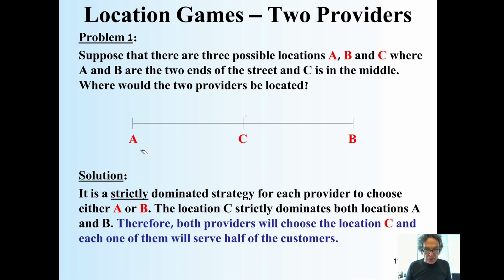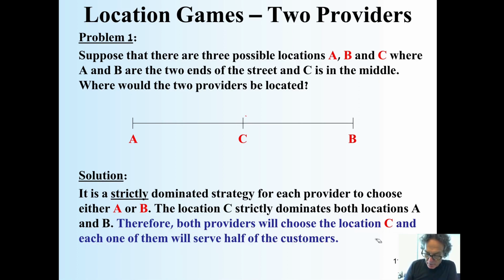So that was the solution. It is a strictly dominated strategy for each provider to choose either A or B. The location C strictly dominates both locations A and B. Therefore, I can eliminate the strategy of choosing A or B for both of us, and both of us will choose C, in which case we split the market. Therefore, both providers will choose the location C, and each one of them will serve half of the customers. Good.